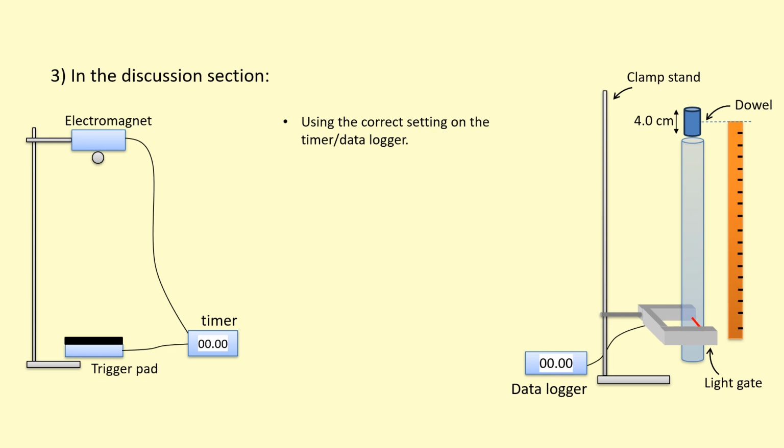And with the data logger on the light gate, you'll get it to measure the time it takes for the dowel to go through, and you'll have to use the length of the dowel, as an example.